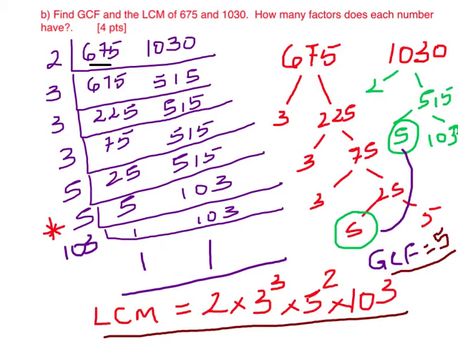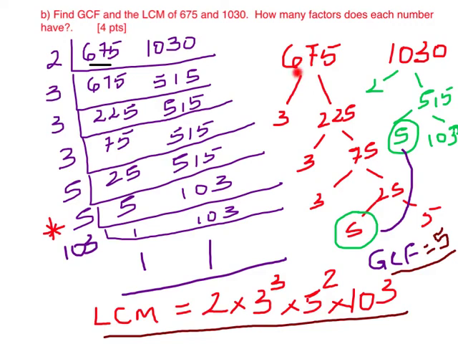Now our LCM is going to be 2 times 3 to the power of 3 times 5 to the power of 2 times 103. And you can check this. So we want to check what the greatest common factor is. I think the tree method is a little bit faster for me. Again, we have multiple methods. You can use any method.